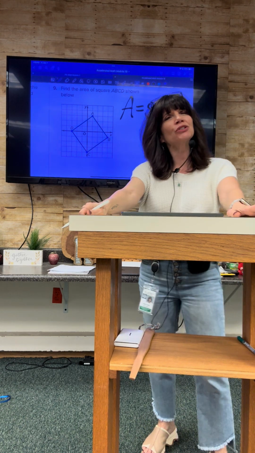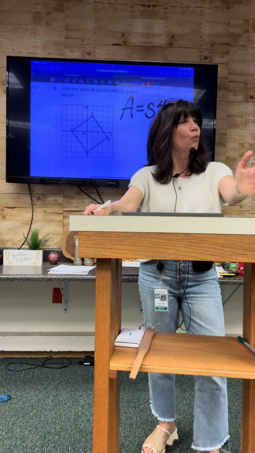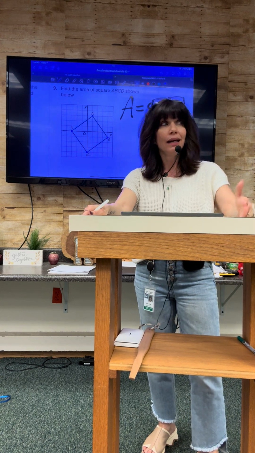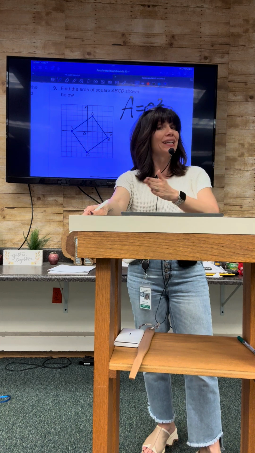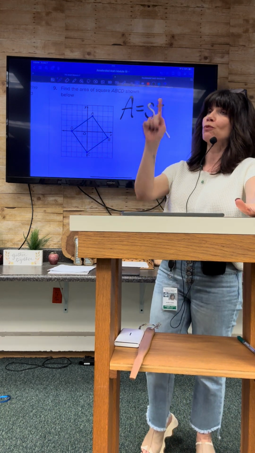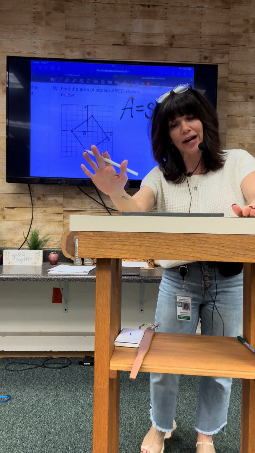And why is it we say S squared instead of base times height? Because one side is what? Every single side is congruent. Therefore, we only need the measurement of a side one time and we just square it.